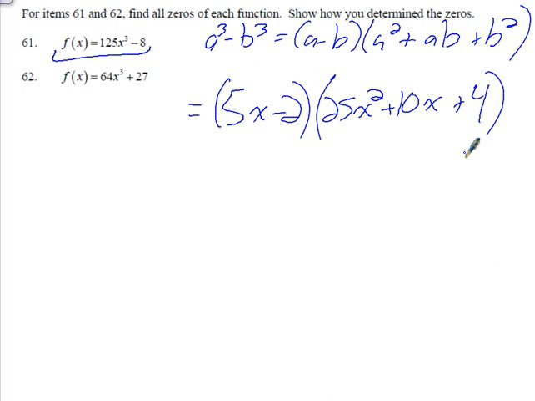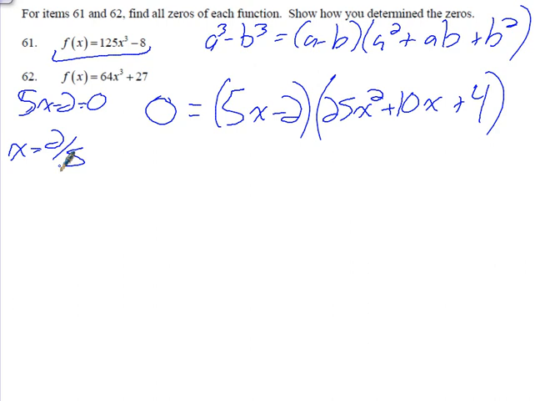Right? And a lot of people from this step right here like to think, okay, well, the a times b is negative 10x, but that's already accounted for. This sign here is always opposite from this sign. So it's still plus 10x, even though ab is negative 10x. So from here I can see, all right, 5x minus 2, this remember equals 0 now. So 5x minus 2 equals 0. You're going to get x equals 2/5, but this over here does not look like it factors nicely.